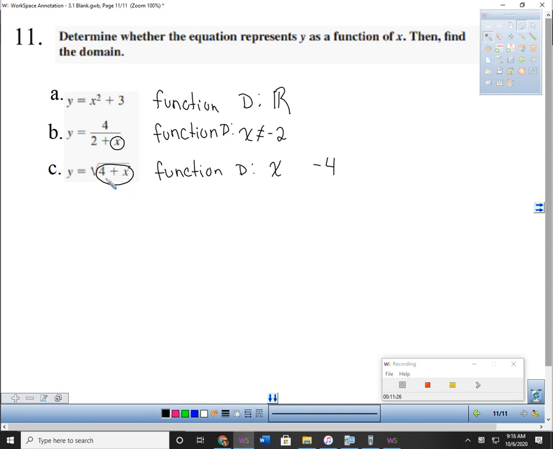So you need to think about numbers that would be okay to plug in. Could I plug in a -5? Or a -6? Or a -7? No, those will all give me a negative number. But I can plug in things like 5, 6, 7, 8, 9, 10, right? Those would all give me positive numbers, and they are bigger than or equal to the -4.